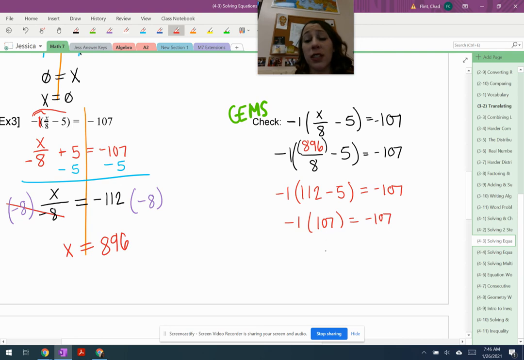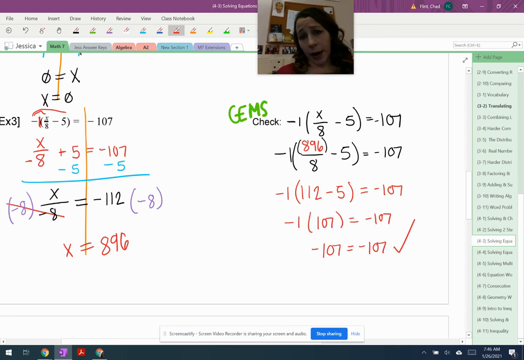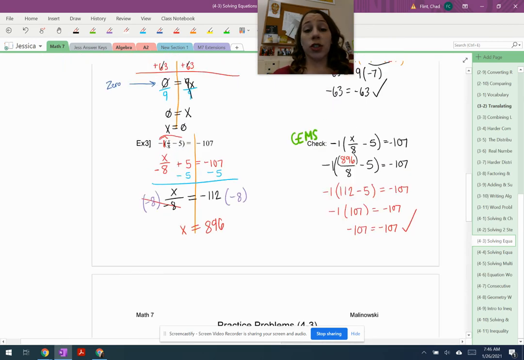And negative 1 times 107 is negative 107, making that equal to negative 107, making my answer check out, which is absolutely fabulous.